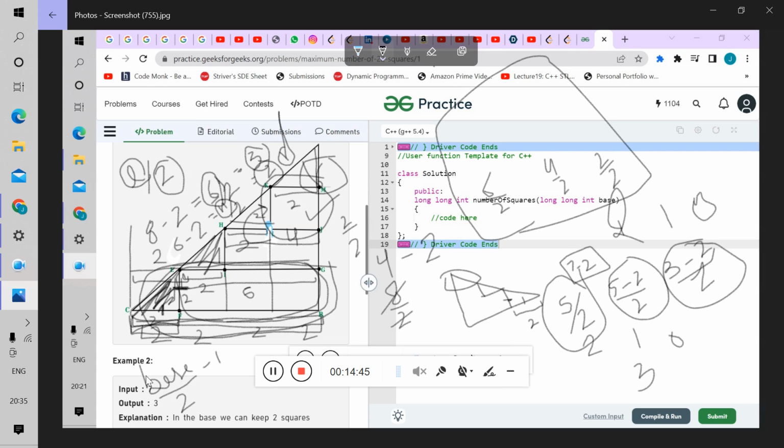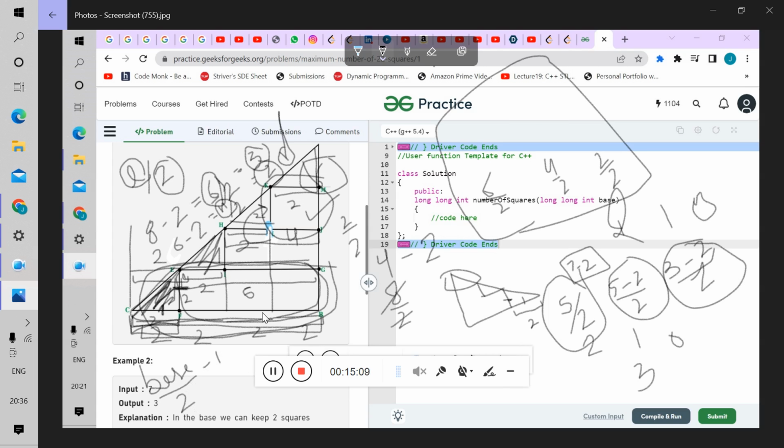So I have calculated the number of squares in the deepest level, which equals base upon 2 minus 1. Like we have 8, 8 by 2 minus 1, that is 4 minus 1, that is 3. You can understand that 8 is the length, 8 upon 2 is 4, and 4 minus 1 is equal to 3, right?